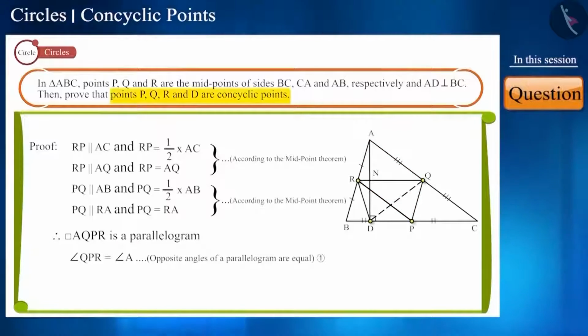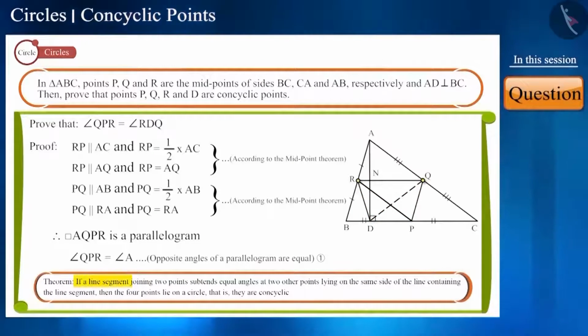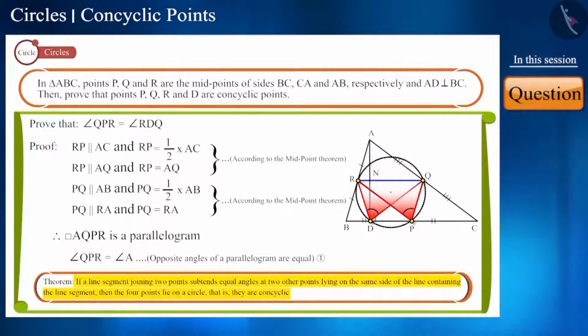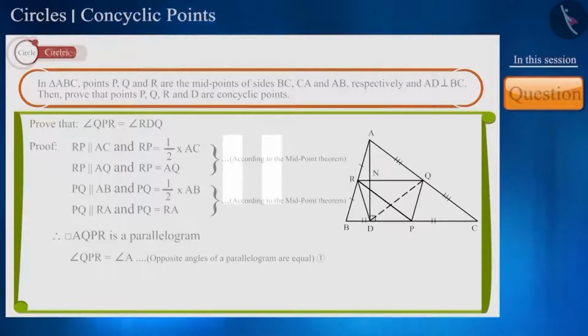Friends, we have to prove that points P, Q, R and D are concyclic points. If we prove that angle QPR and angle RDQ are equal, then we know that if a line segment joining 2 points subtends equal angles at 2 other points lying on the same side of the line containing the line segment, then the 4 points lie on a circle. That is, they are concyclic. You can pause the video and try to prove it.